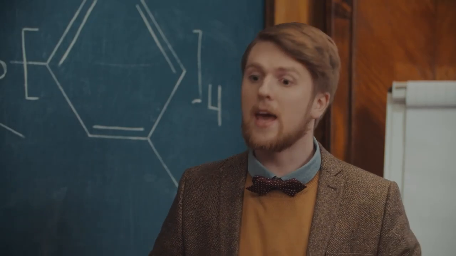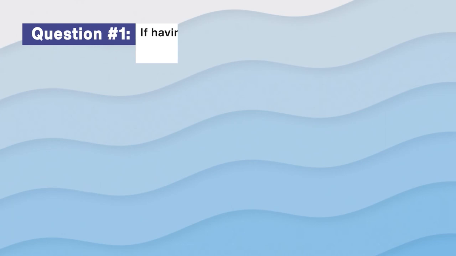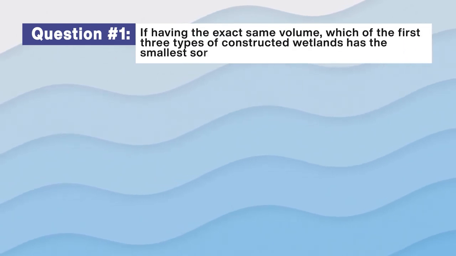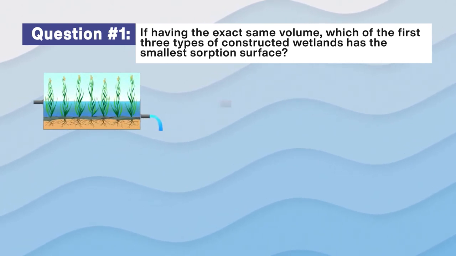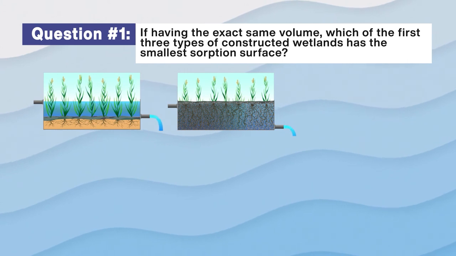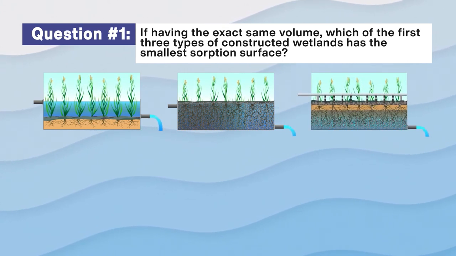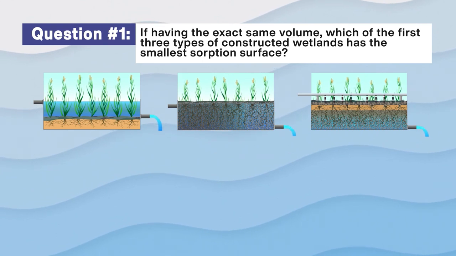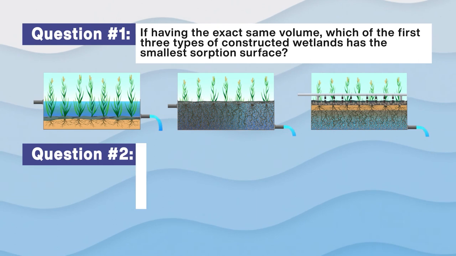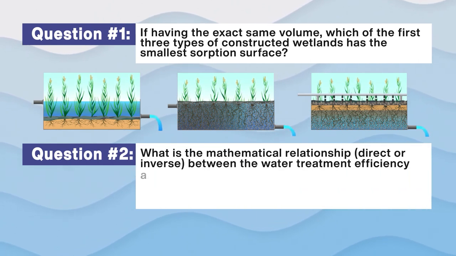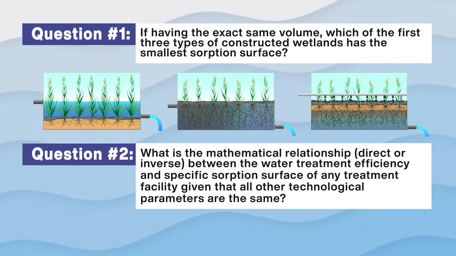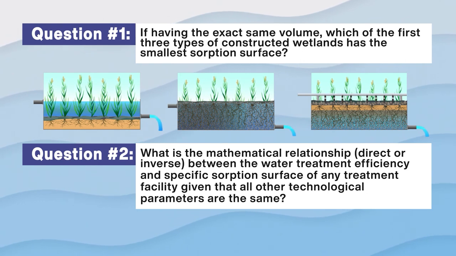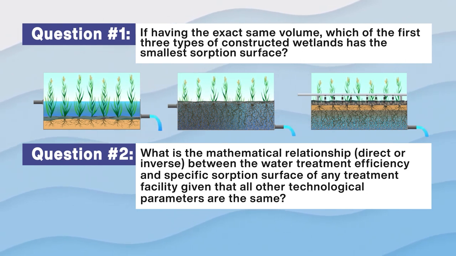Taking that into account, I have 2 related questions for you. Question 1. If having the exact same volume, which of the first 3 types of constructed wetlands, surface flow, horizontal subsurface flow, or vertical subsurface flow, has the smallest sorption surface? Question 2. What is a mathematical relationship, direct or inverse, between the water treatment efficiency and specific sorption surface of any treatment facility, given that all other technological parameters are the same? Take your time to think it over.